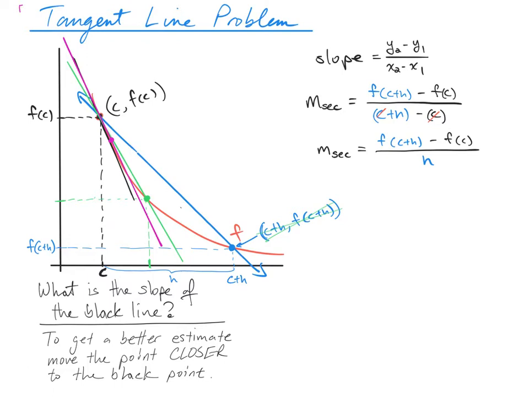So all of these slopes of the secant lines we are finding the same way. It's just we are changing the distance of h. So this point is c plus h, f of c plus h. This point here, also c plus h, f of c plus h. So all of the slopes of these secant lines are being found the same exact way. It's just that h is shrinking.